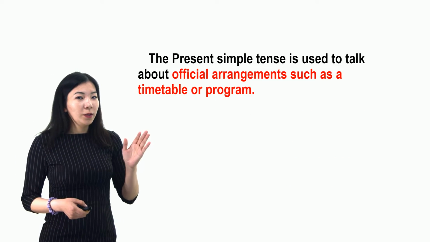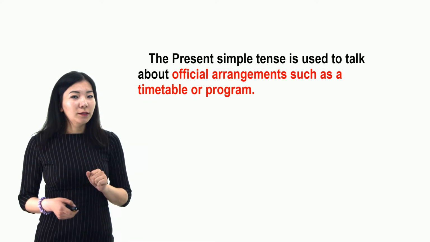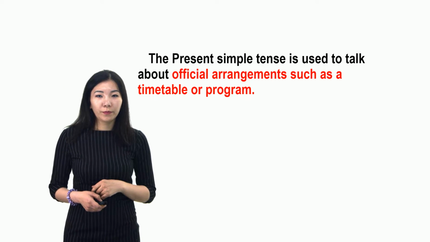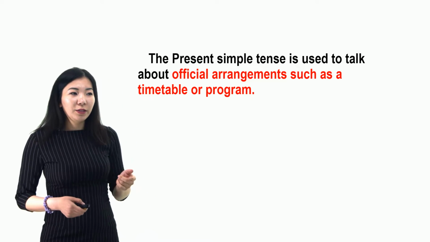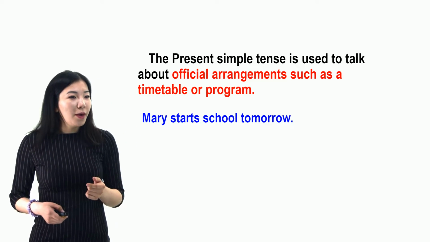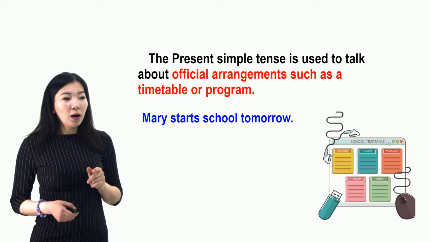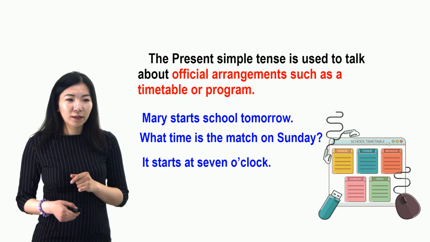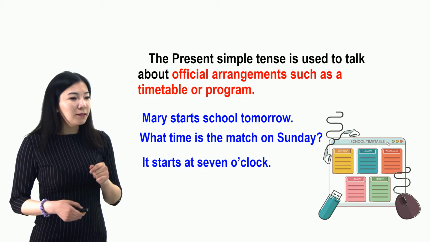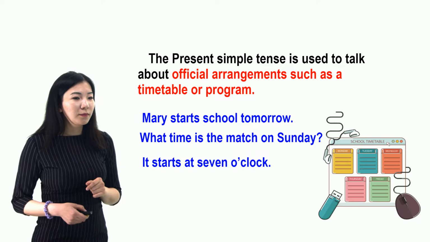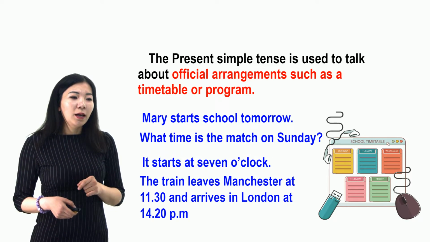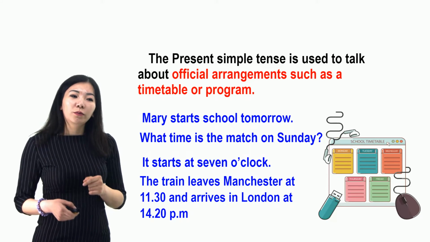We also use present simple to talk about official arrangements such as timetables or programs. For instance, Mary starts school tomorrow. What time is the match on Sunday? It starts at 7 o'clock. The train leaves Manchester at 11:30 and arrives in London at 14:20.